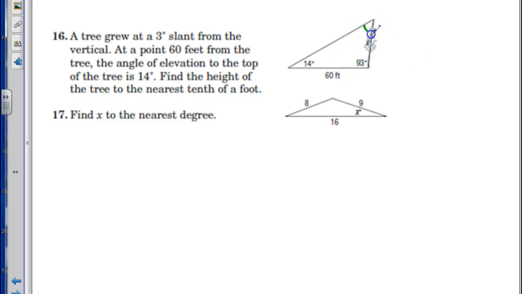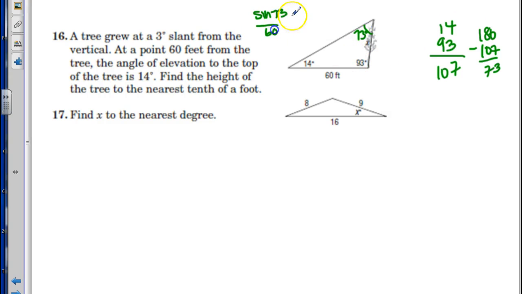All right, so we need to find this angle. So we can add these two together and then subtract from 180. So let's do that. 14 and 93. And then subtract that from 180. So this angle is 73 degrees. So now law of sines. So sine 73 over 60 equals sine 14 over x. And we can solve this pretty quickly.